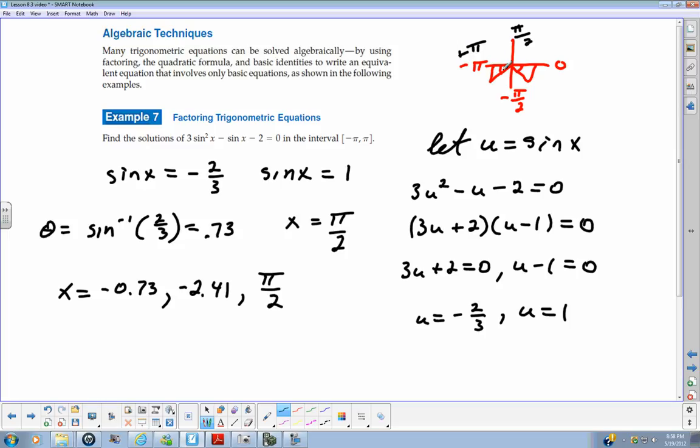So if we're talking about going from negative pi over 2 to pi over 2, we're actually talking about a circle that starts here and goes around and ends back there, just like that. So here's our answers for example 7.